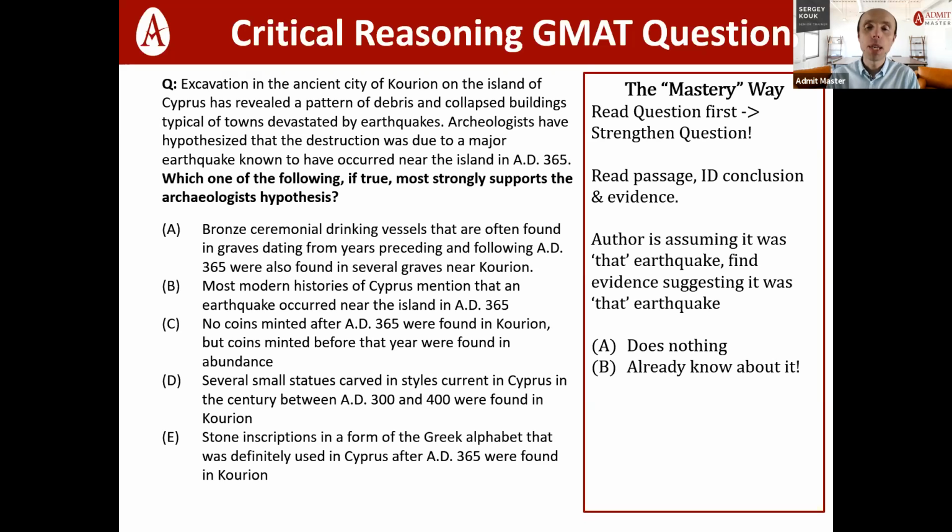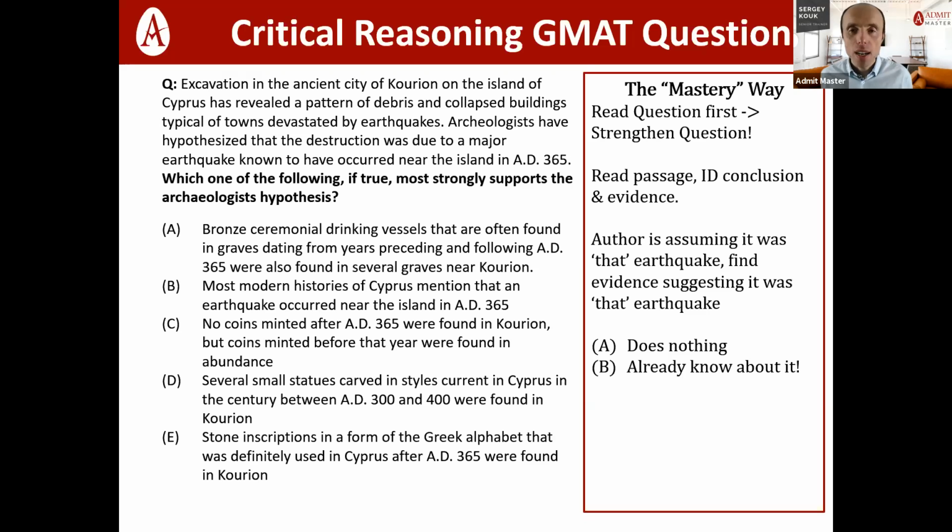However, B just simply restated what we already saw at the end of this paragraph. That is why it cannot be the right answer. I mean, we already know this. We're looking for something new. How about C? Well, C tells us that after AD 365, there were no coins, but before AD 365, we had a bunch of coins. What this tells us is that it's very likely that the town was destroyed that specific year.